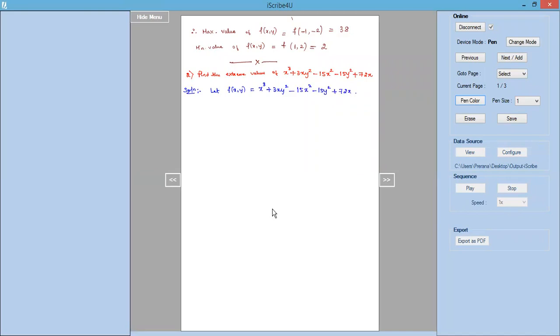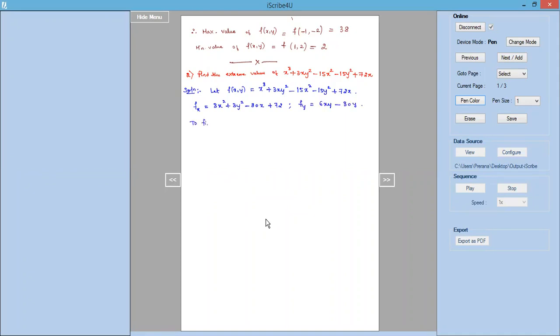We'll recall the condition for finding the stationary points. It is fx is equal to 0 and fy is equal to 0. So let us find out the partial derivative fx first. So this gives us 3x square plus 3y square minus 30x plus 72. And we have fy, when we differentiate partially with respect to y, this gives us 6xy minus 30y.